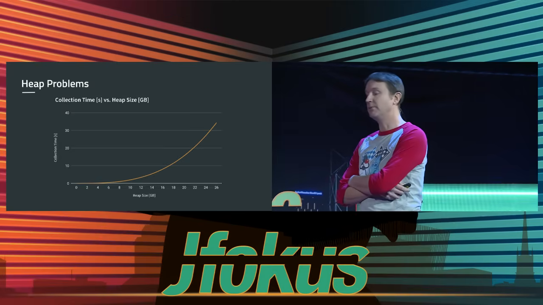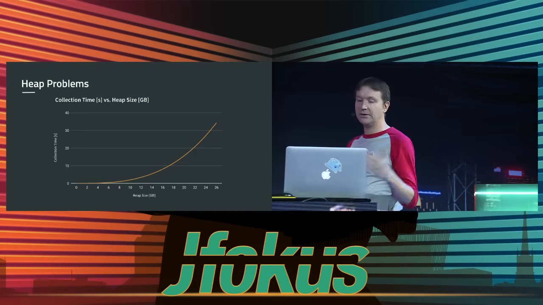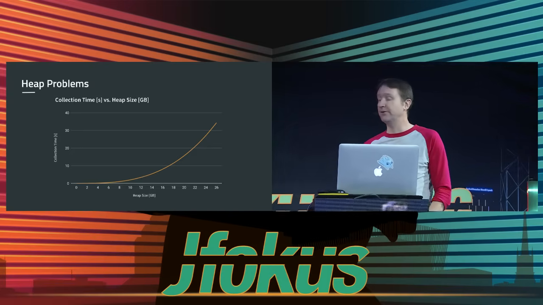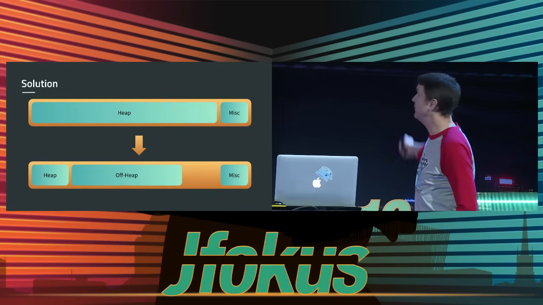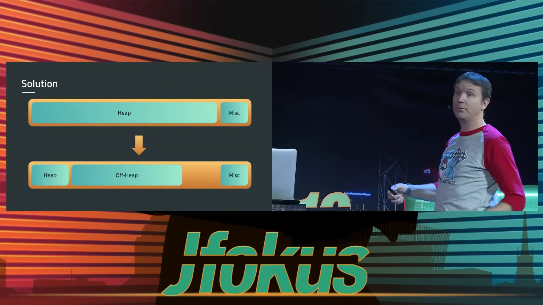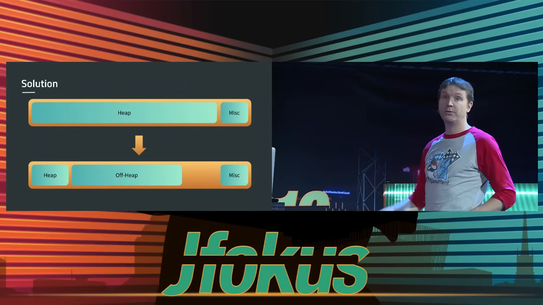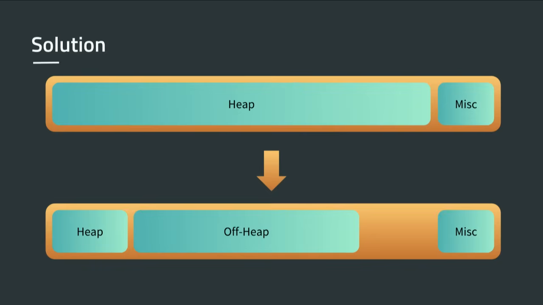I think in the recent implementation, it's been improving, but still there is a wall. We only hit it later. So how can we solve that? Well, on a higher level, we can just take the heap, put some things off heap, and then that will be smaller because we don't have the overhead, and we will end up with a really small heap. Wouldn't that be fantastic? But how can we do that?